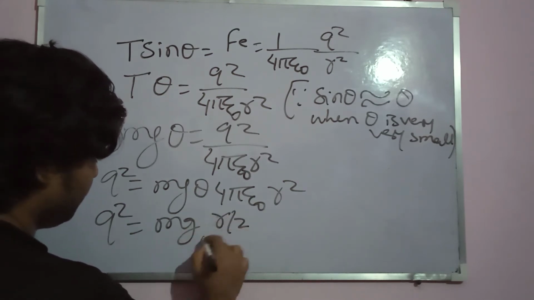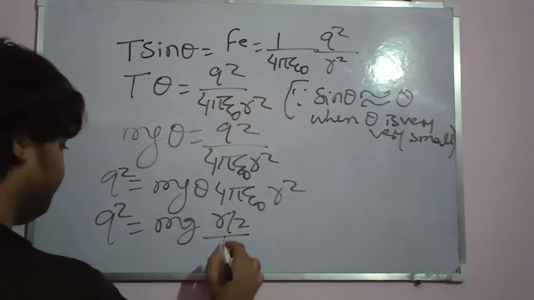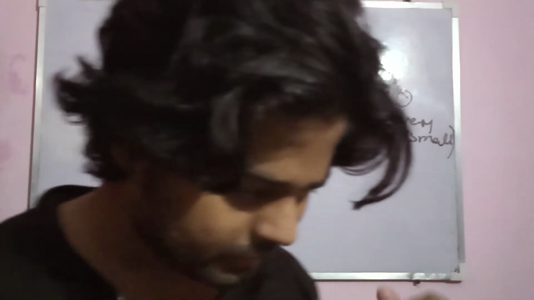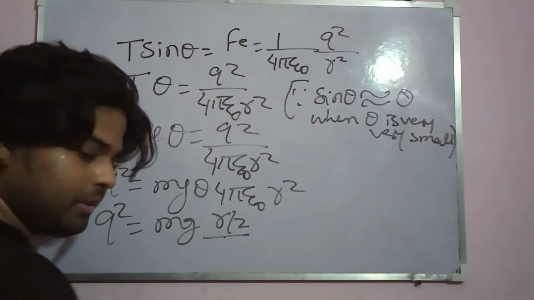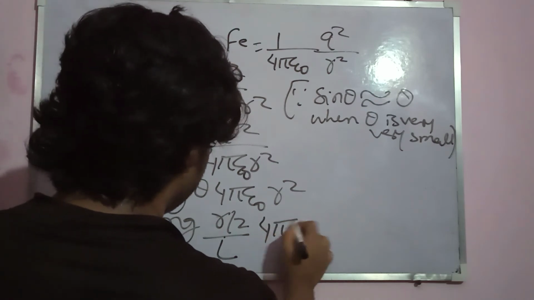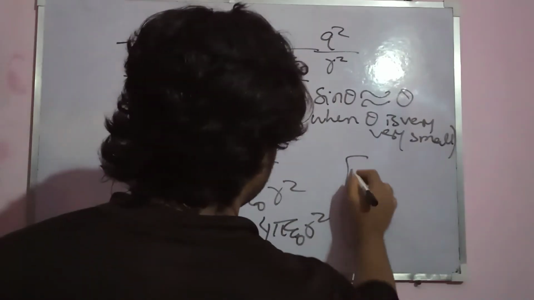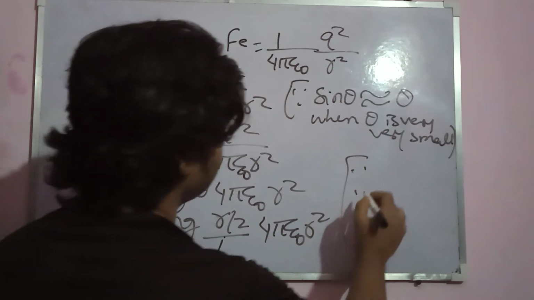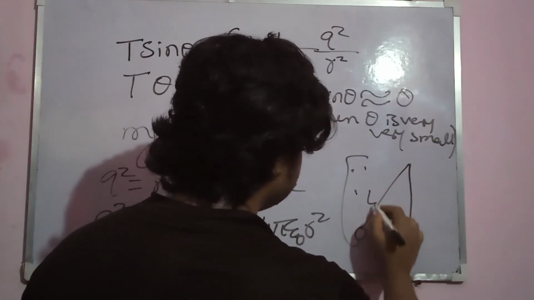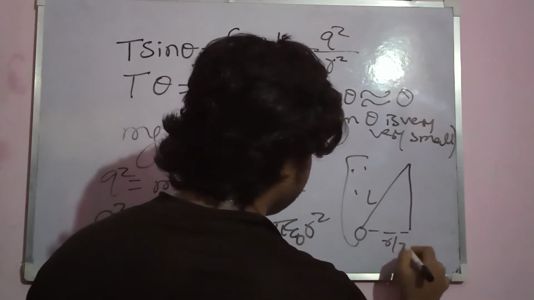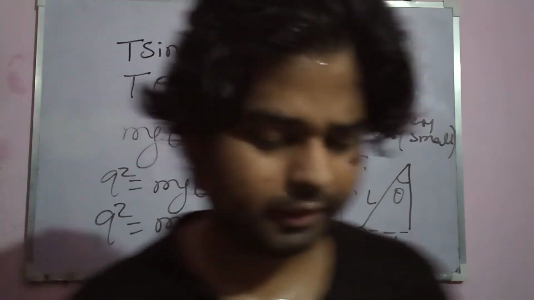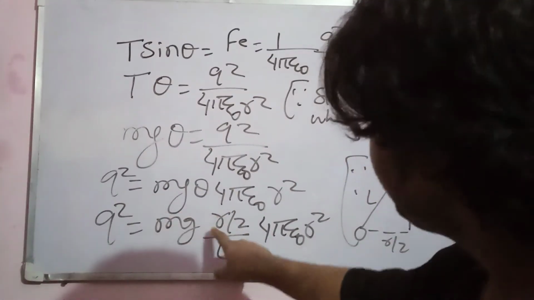r by 2 by l. That is the length of the string. Yes, that is 4 pi epsilon naught r square. This is l, this is r by 2. So theta is, you see here I have replaced this theta by r by 2 by l.